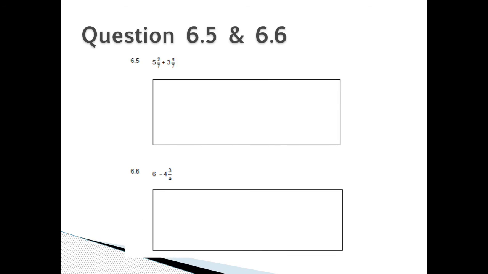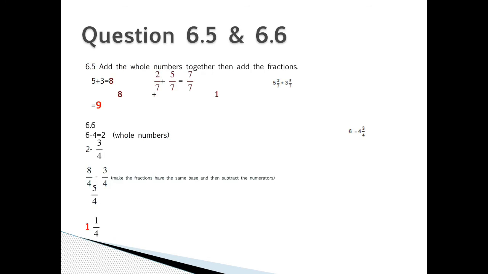5 and 2 over 7 plus 3 and 5 over 7 will give you what? And 6, 6 minus 4 and 3/4 will give you what? One way you could do this is to add the whole numbers together and then add the fractions. 5 plus 3 is 8. 2 over 7 plus 5 over 7 is equal to 7 over 7, which is the same as a whole number, which is 1. So 8 plus 1 will equal to 9.